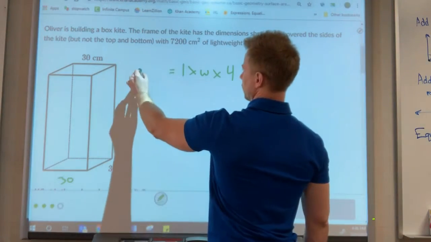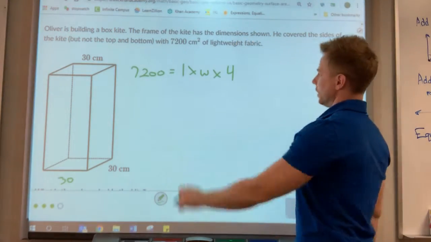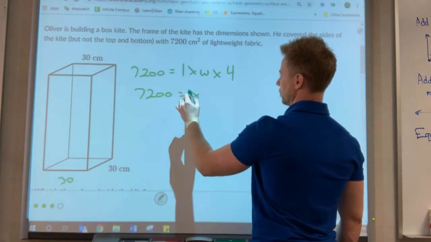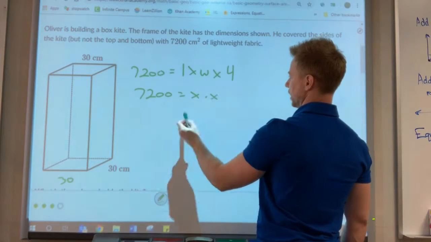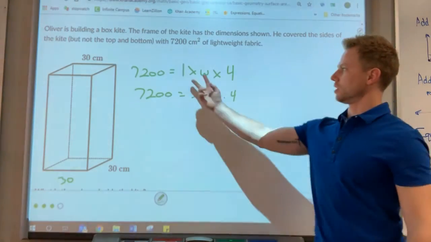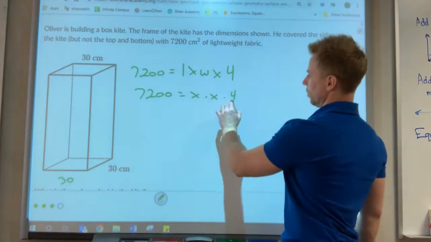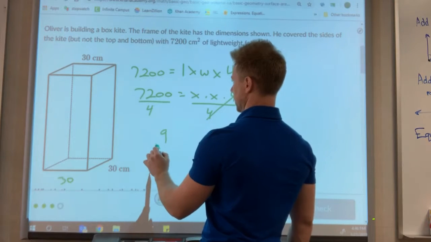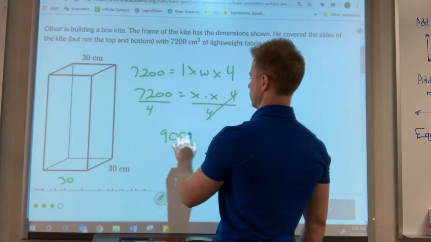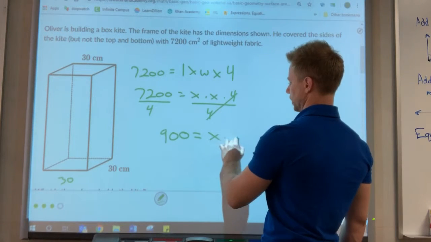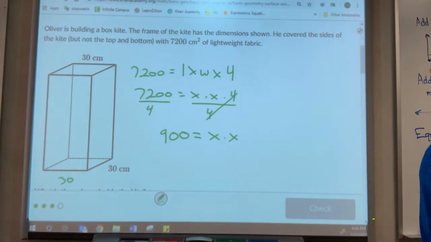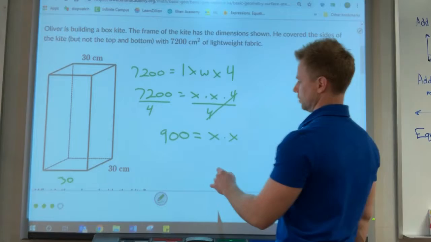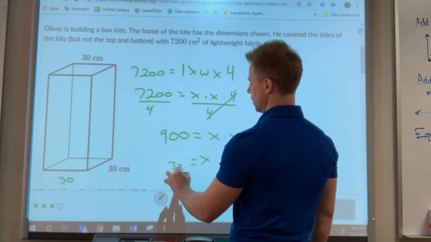So if the total surface area is 7,200, and we do length times width times 4, the length and the width are the same, we could actually substitute, instead of length and width, we can do x times x times 4. Because the length and the width are the same, we're going to use the same variable. Now we want to get rid of that 4, so let's divide by 4. And that gives us 900 equals x times x. Okay, so what times itself would be 900? That would actually be 30. 30 times 30 is 900.